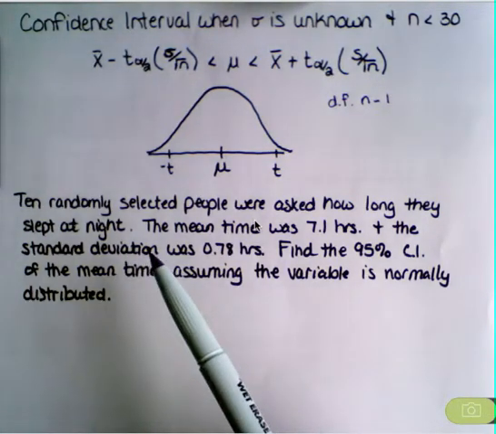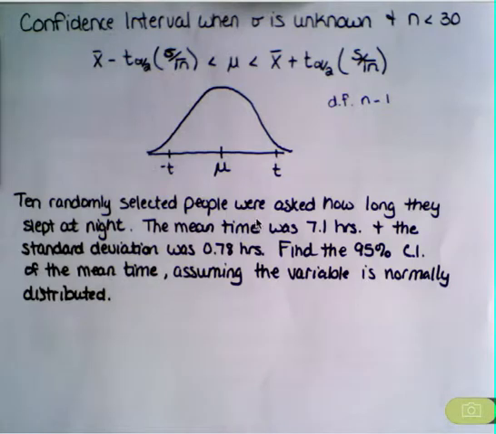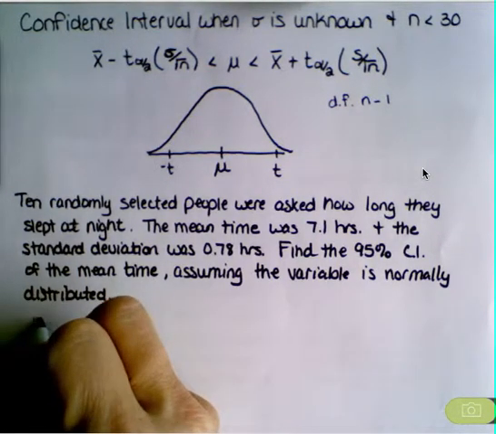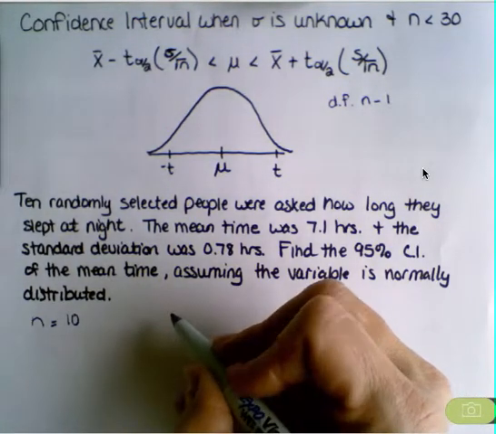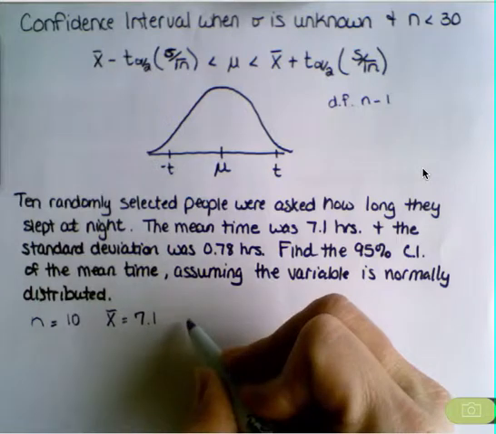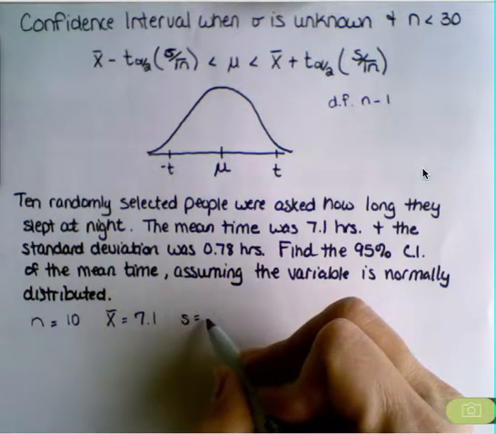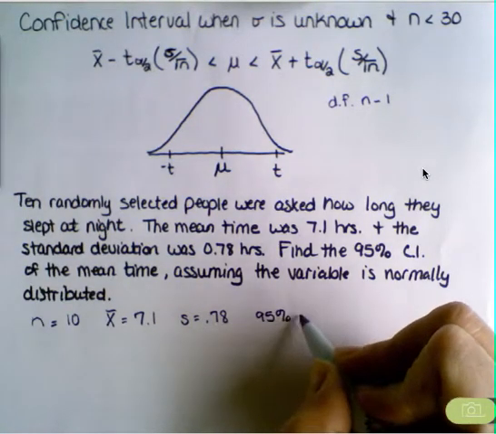So we have 10 randomly selected people who were asked how long they slept at night. The average time was 7.1 hours, and the standard deviation from this sample was 0.78 hours. So we don't know the population standard deviation, we only know the one from the sample, and our sample size is only 10. So n equals 10, our sample average is 7.1, our sample standard deviation is 0.78 hours, and we want the 95% confidence interval.